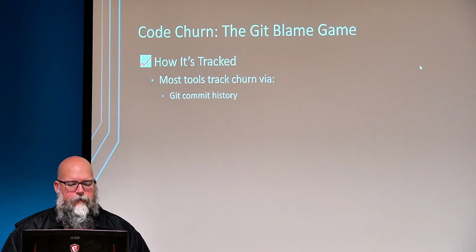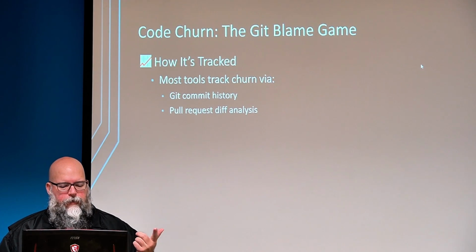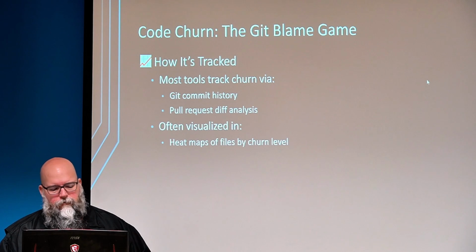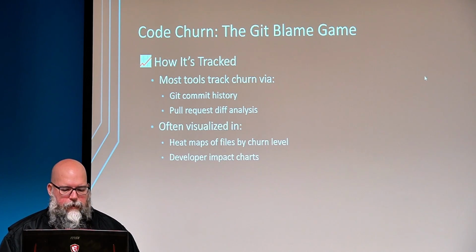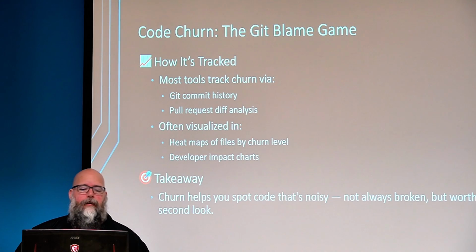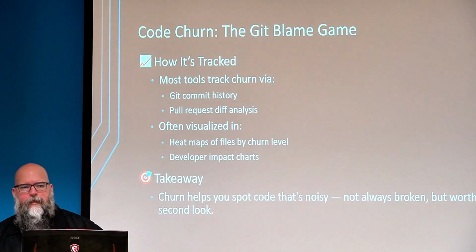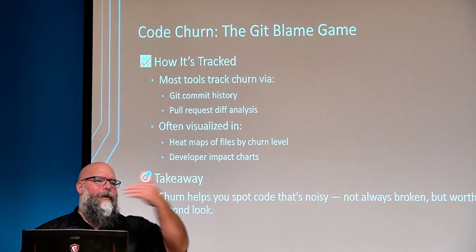So how it's tracked: like I was saying, you can track it through Git commit history, also PR diff analysis, and there are different ways you can visualize it, heat maps, developer impact charts. So the takeaway here is churn helps you spot code that's noisy, not always broken, but worth a second look, right? So if you're doing a code review and this metric gets shown to you, hey, this method has high code churn, that might be something you definitely want to make another pass at and do a sanity check before you just commit all that in.